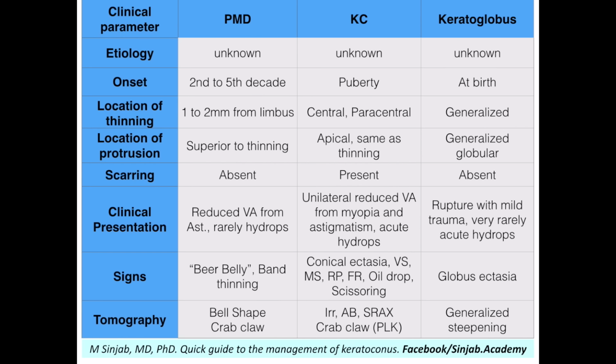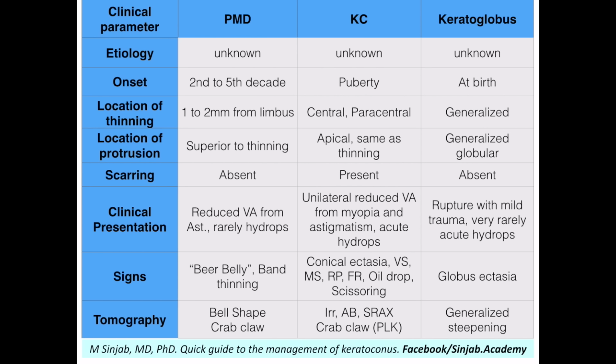The clinical presentation: the patient comes with reduced visual acuity due to astigmatism, and rarely from hydrops, in pellucid marginal degeneration. In keratoconus, we usually have asymmetrical reduction of visual acuity due to myopia and astigmatism, or sometimes due to acute hydrops. And in keratoglobus, the patient comes with rupture with any minor trauma, and very rarely we have acute hydrops.